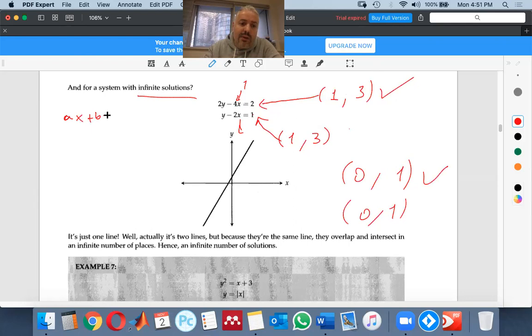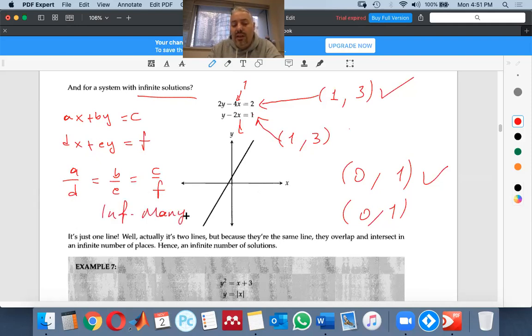ax plus by is equal to c, dx plus ey is equal to f. If a over d is equal to b over e is equal to c over f, then this is called infinitely many solutions. Here I have it. Look, 2 over 1 is 2, negative 4 over 2 is 2, 2 over 1 is 2. That means this is infinitely many solutions. Okay?